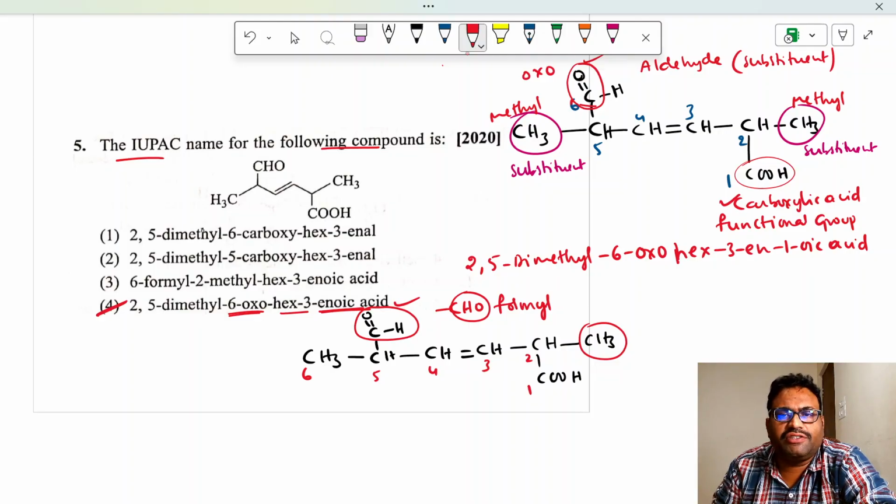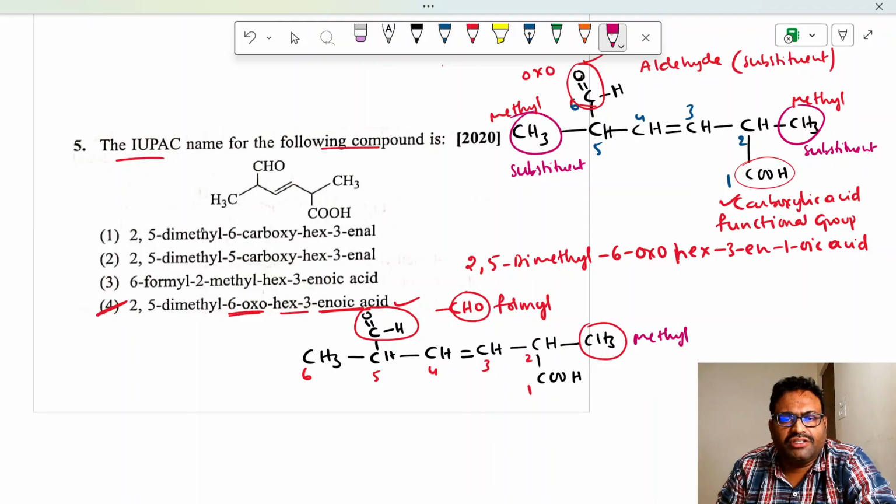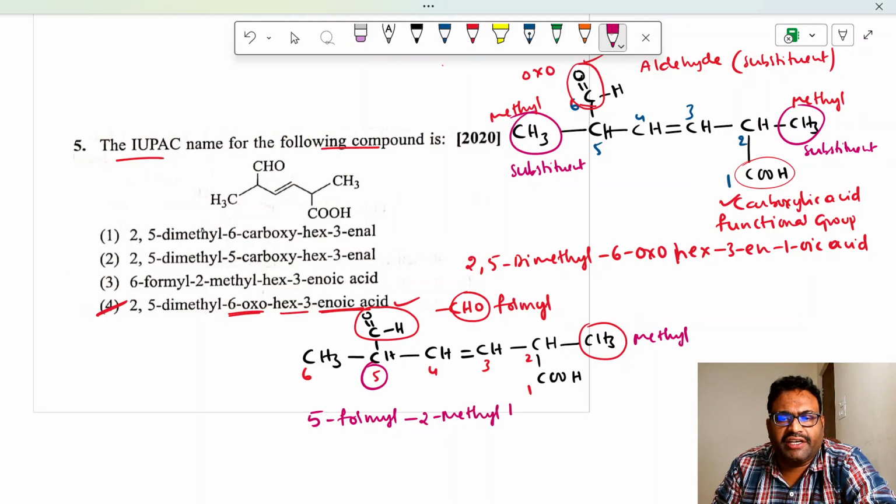So if you select the parent chain in this way, then what will be the answer? The answer will be, okay, this is formyl, this is methyl. Which comes first? F comes first, right? So at what carbon atom are you finding formyl? At the fifth carbon atom. So I write it as 5-formyl 2-methyl hex 3-ene 1-oic acid.